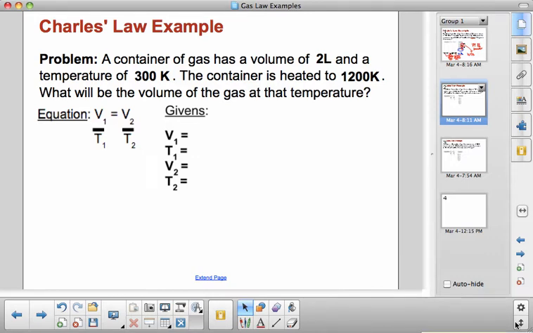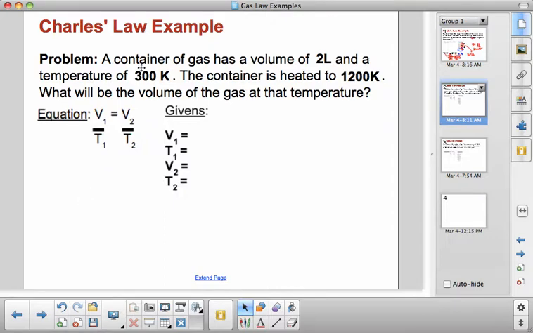In this video, we're going to take a look at Charles' law. Let's first start out by taking a look at the equation for Charles' law. It says V1 over T1 equals V2 over T2. Charles' law is the relationship between volume and temperature. So we are looking at how the temperature is affecting the volume that the gas is taking up.